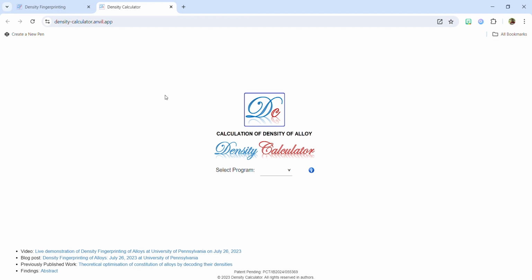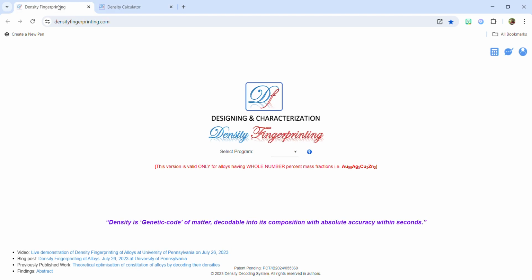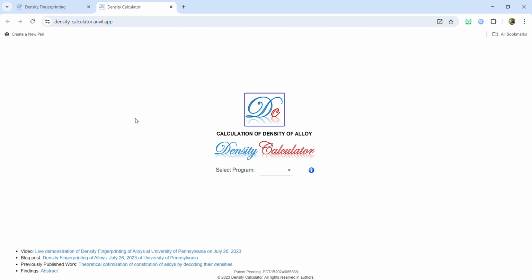So first, I'm going to introduce two different websites here. We have Density Calculator and Density Fingerprinting. This one is our main one. Calculator is a helping hand. As the name implies, it's a calculator for density of an alloy.